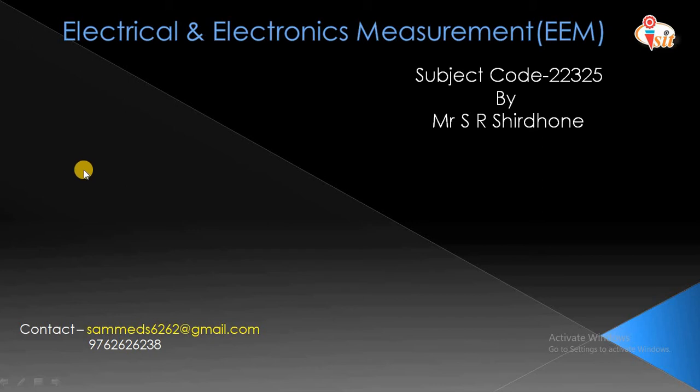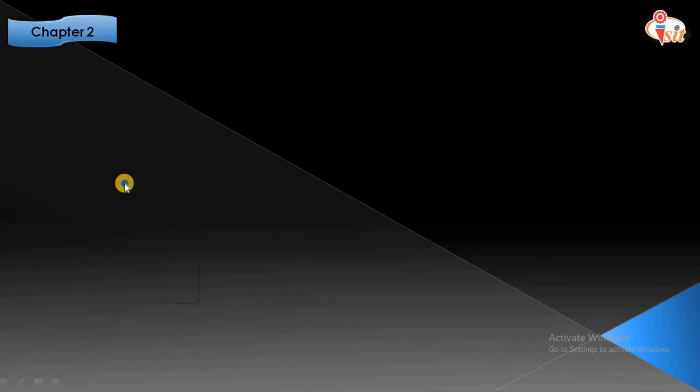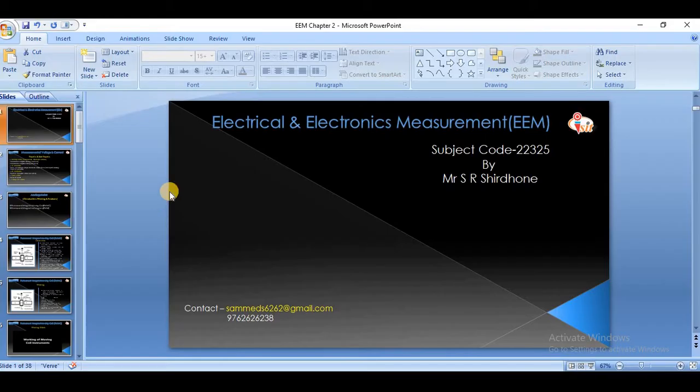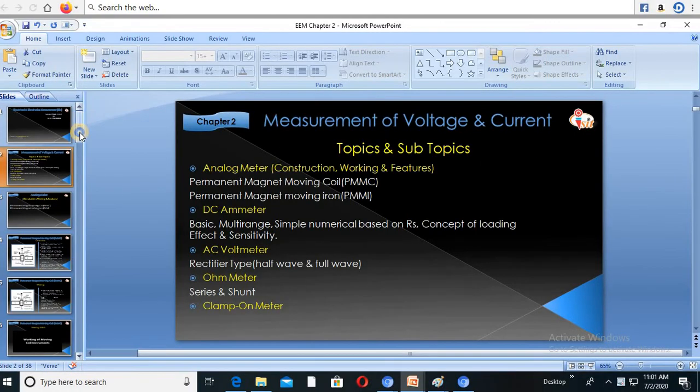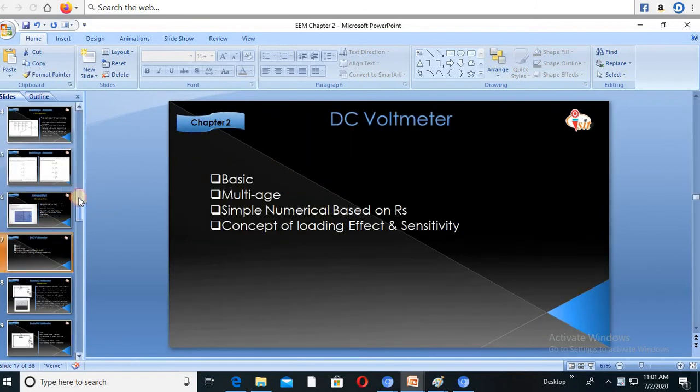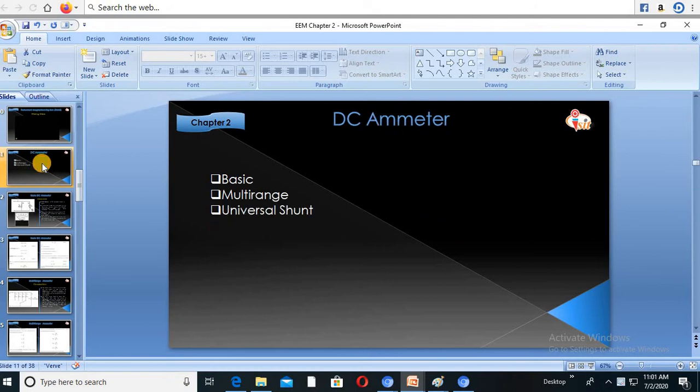In lecture number 8, we are going to cover the last topics which we already covered in lecture number 7. In lecture number 7, we covered different topics, that is the DC ammeter. In the DC ammeter we covered the basics of DC ammeter, multi-range DC ammeter and universal shunt DC ammeter.